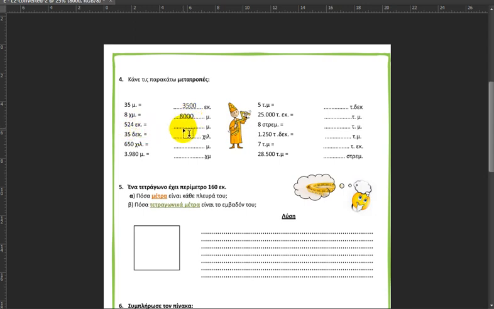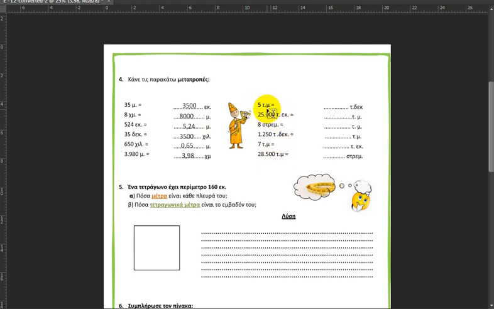524 centimeters into meters means I need to divide by 100, so 5.24. Decimeters into millimeters means I need to multiply by 100, so 3,500. Millimeters into meters means I need to divide by 1,000, so 0.65. Meters into kilometers means I need to divide by 1,000, so 3.98.